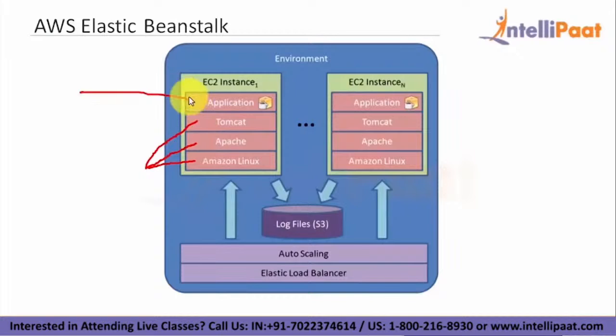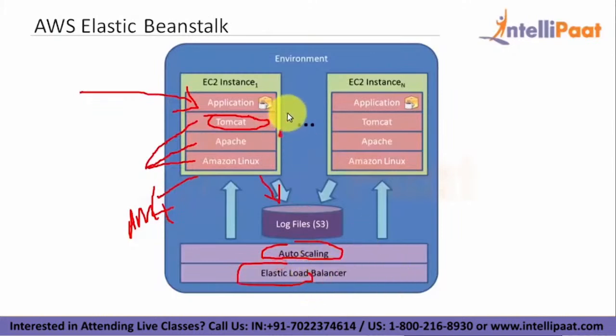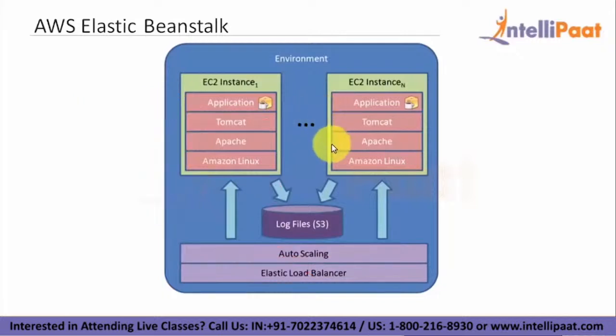The only thing you need to submit is the application. The application would be automatically deployed on Tomcat, and a log file would be created for it. Automatically it would make an AMI out of this too. And for this whole environment, if required, it would create auto scaling, a load balancer, everything for you. If it needs to replicate more environments, everything is managed by Elastic Beanstalk.